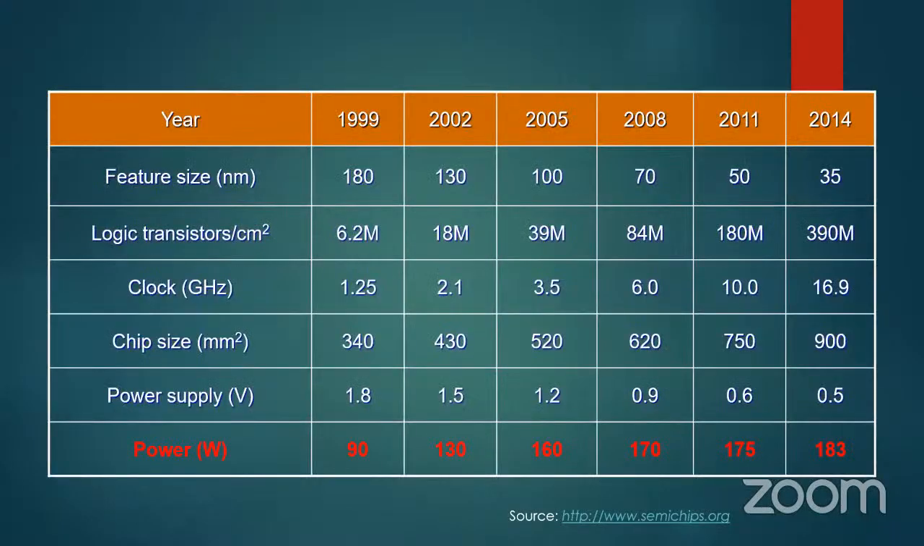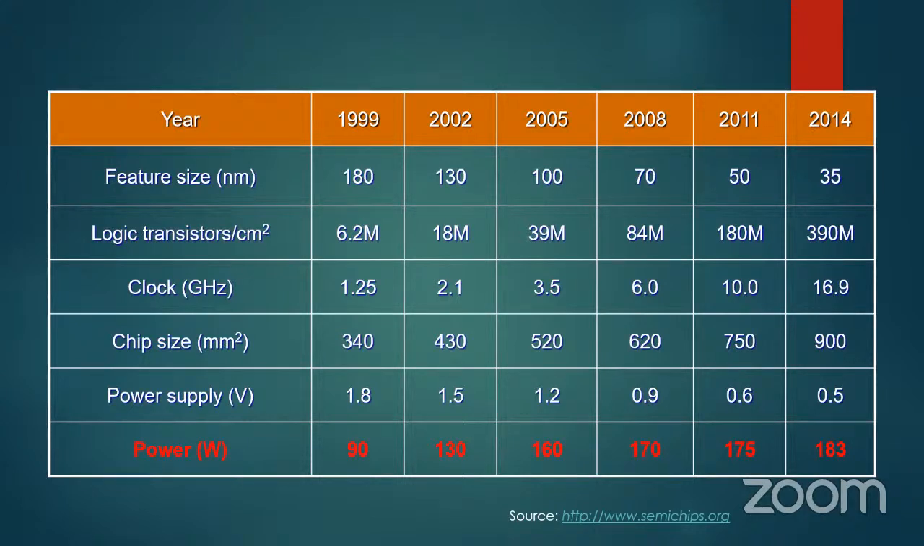Now we have a table which gives the data from the previous years. Here the comparison is done for the different parameters on the basis of feature size, logic transistors, clock, chip size, power supply, and the total power consumed. We'll not go into much detail. We'll just take a quick look at the table. It is clearly visible that the feature size has reduced in the progressive years. Then the number of transistors has increased. The clock is also increasing. We can see the power supply voltage is being reduced. This is one of the key factors to reduce the power consumption. We lower the supply voltage.